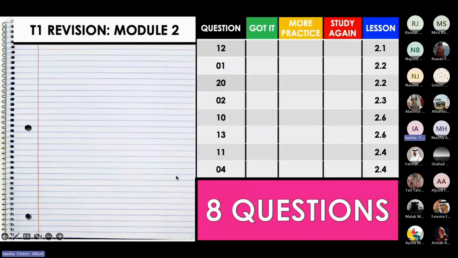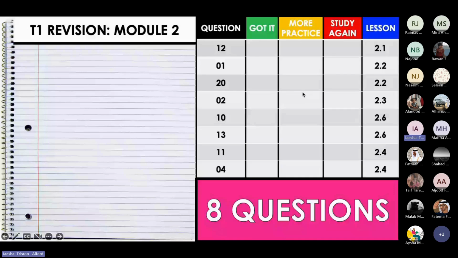There are 8 questions coming from Module 2, and I've listed them here. So you have question number 12, question number 1, question number 20, question number 2, question number 10, question number 13, question number 11, and question number 4. And the lessons are from 2.1, 2.2, 2.3. I'm going to do 2.6, and I'm going to save 2.4 for last because that one's going to take the most time. So as we go along, make sure you're keeping track of if you got that lesson, or if you need more practice, or if it's something you need to study again.